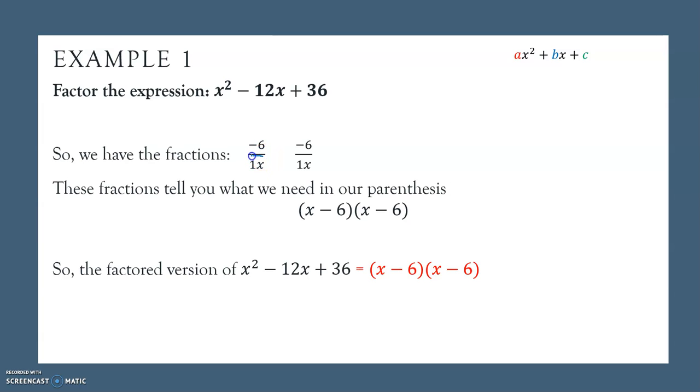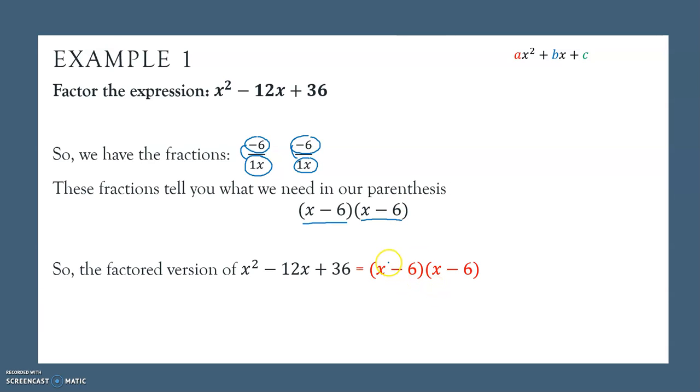The first would be x subtracting 6. So that is my first set of parentheses. And my second parentheses would be x subtracting 6. Here we ended up with the same exact binomial multiplying itself. This is considered a special product, or squared.